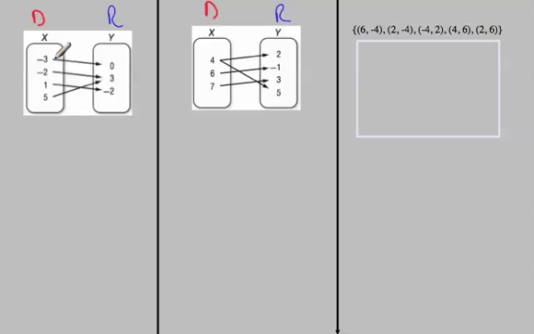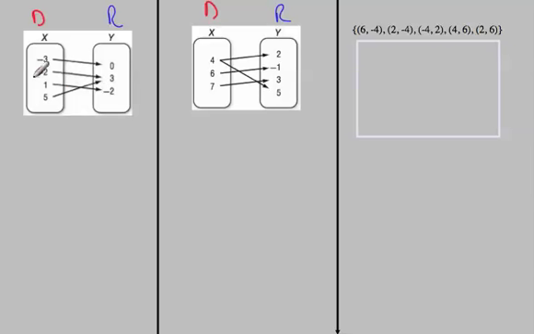Let's look at the domain values here. -3. For it to be a function, my input can have only one output. Well, how many outputs does -3 have? It only leads to one value. So that one's good. My input can only have one output. -2 only leads me to 3. So I'm still good. 1 only leads to -2. And 5 only leads to 3.